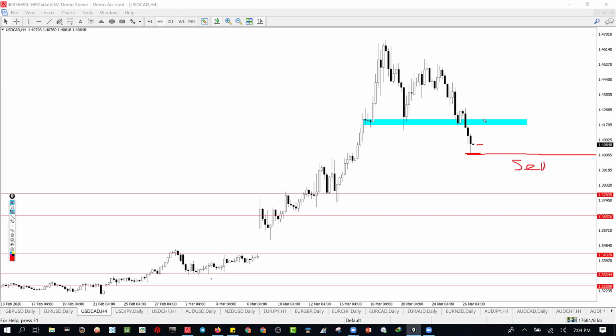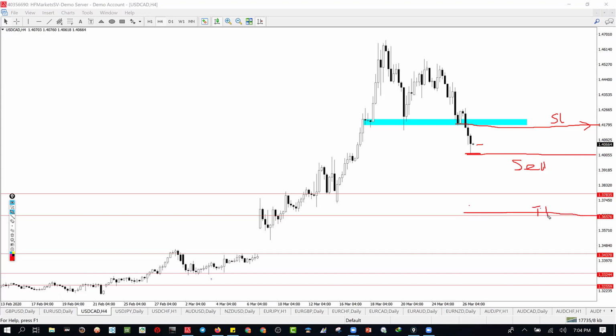Okay. And then you want maybe your stop loss to be at this region right here. You want your stop loss to be right here. And then you want your take profit to be at least a 2 ratio. Maybe your take profit should be at 1.3657, maybe at this level right here.